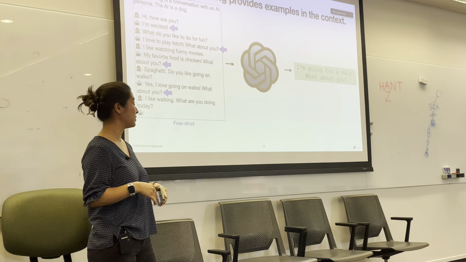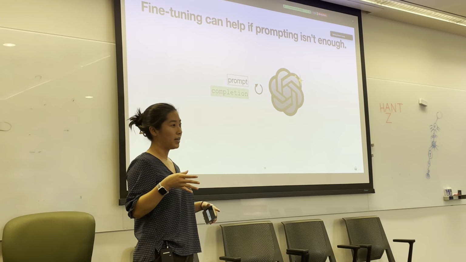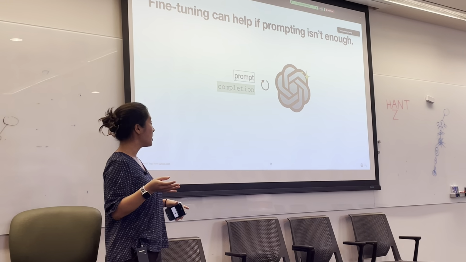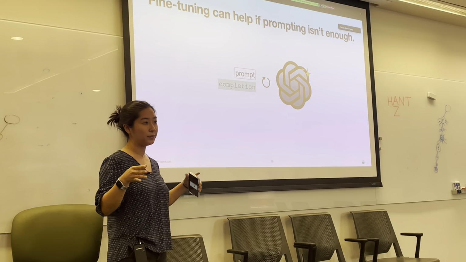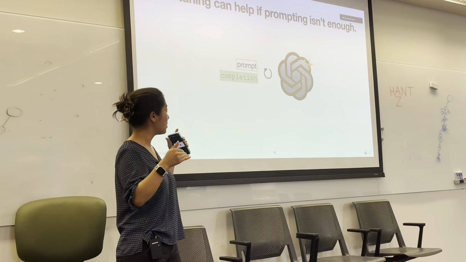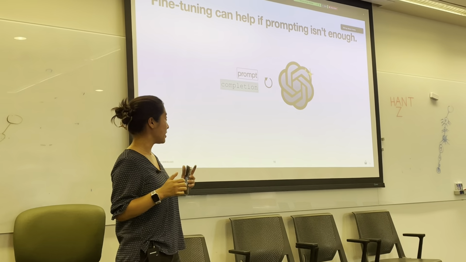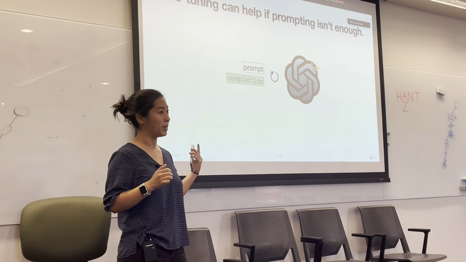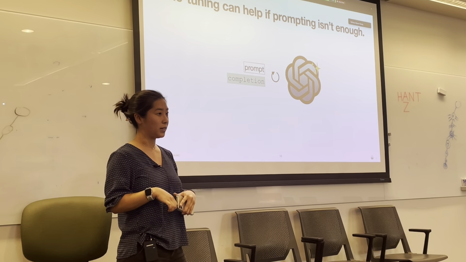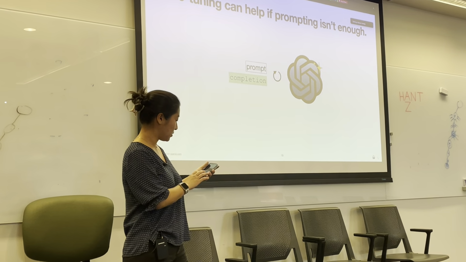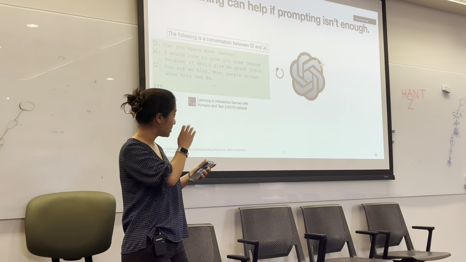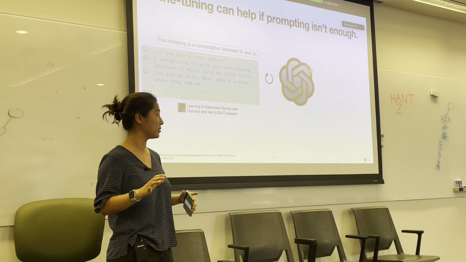So then if prompting doesn't quite do the job for you, maybe your completions aren't looking exactly as you want them, you can fine-tune. So what you do in fine-tuning is you give a model the prompt and the completion all at once, and then you have it train on these examples. And in this case, the parameters of the model will actually be updated, unlike in prompting, which is more of a conditional generation. So one way I do this for my model is actually to use this data set called Learning in Interactive Games with Humans and Text Dataset, LIGHT for short. And this data set contains a lot of examples of conversations between characters in a video game.